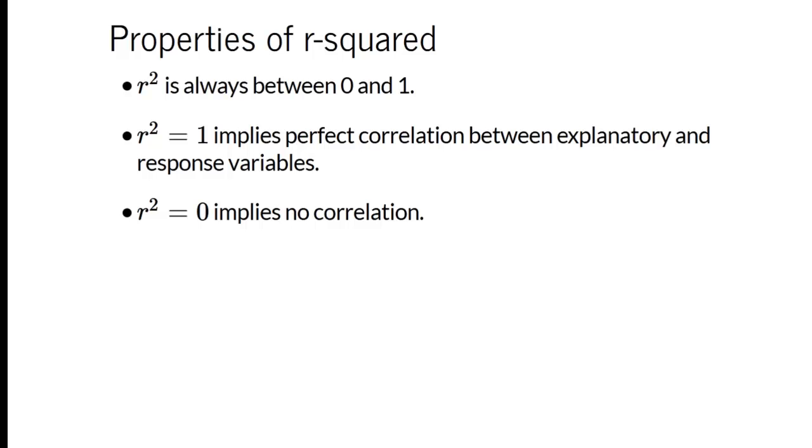Since the correlation coefficient is always a value between -1 and 1, its square will always be a value between 0 and 1. R squared values close to 1 indicate that a high proportion of the variation that we see in the y values in the scatter plot is explained by the explanatory variable. R squared values identically equal to 1 imply perfect correlation between the explanatory and response variables. An R squared value equal to 0 implies no correlation between these variables.